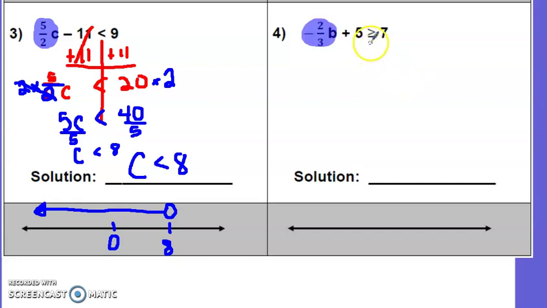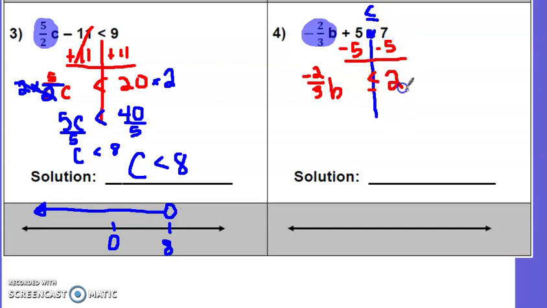We should be finished with example 4 now. So the one thing you should notice is that our variable is negative, so that's telling me that I'm going to flip the inequality. So now I subtract 5 from both sides. Then I'm going to drop this negative 2/3 b, and that's going to be less than or equal to, well, 7 minus 5 gives me 2.